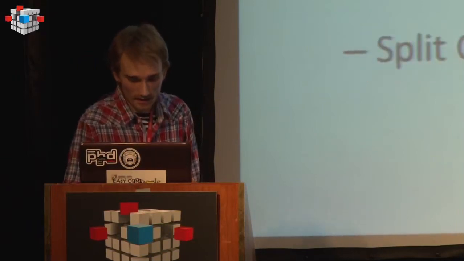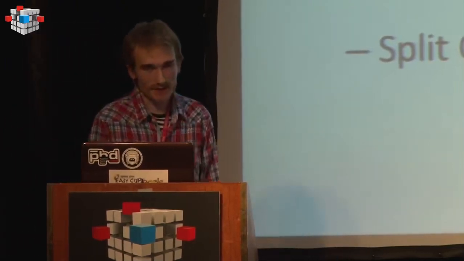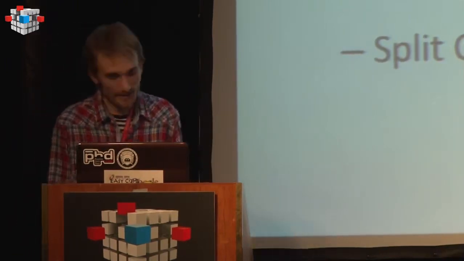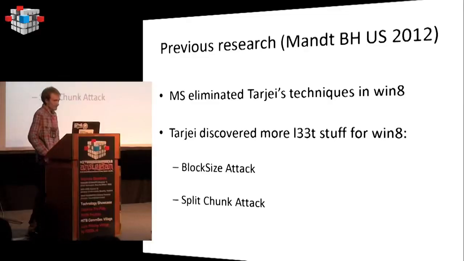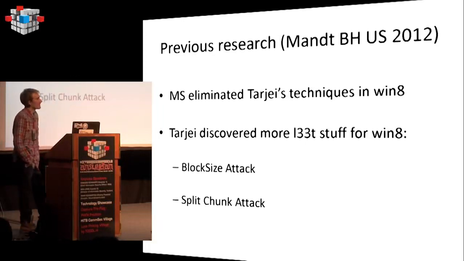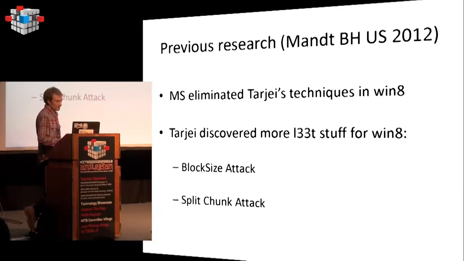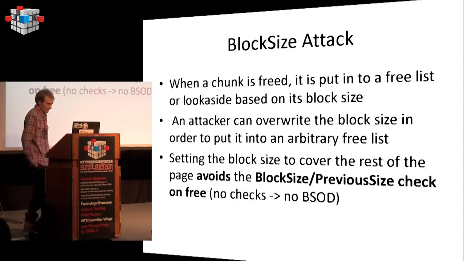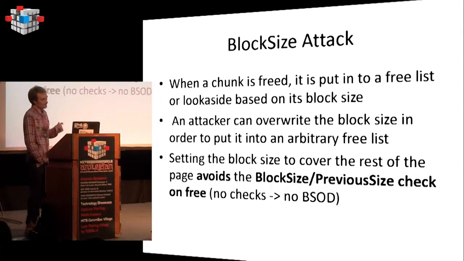So, security engineers from Microsoft have done a really great job in Windows 8. There are a lot of mitigations, and I hope they read his slides and eliminated all the previous techniques. So Tarjei did a great job on Windows 8 and discovered just a few more techniques. For example, the block size attack. If we have a vulnerability where we control the overflown data very precisely, we can overwrite the block size with a bigger value, for example.